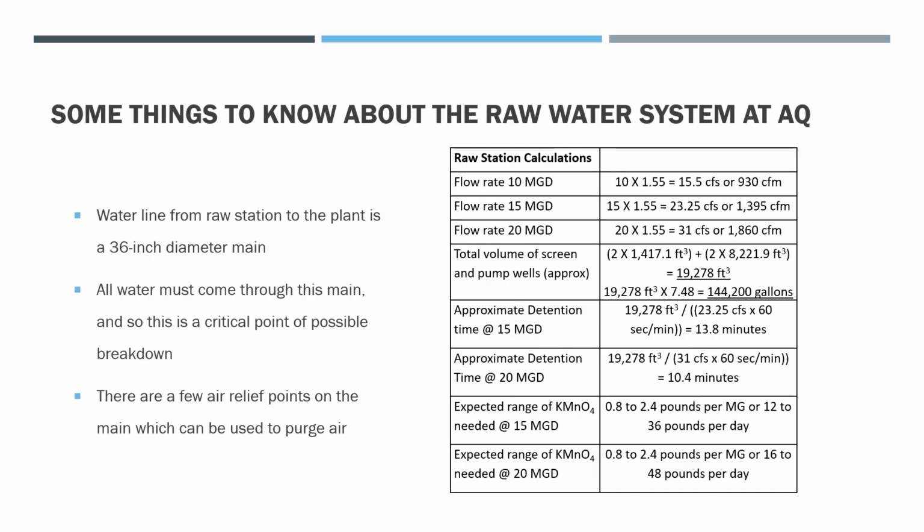So some things to know about the raw water system at Aquarius plant. Again, we have the 36-inch diameter main. All of that water has to come from that main at the raw water station up to the plant. So that's a critical point for them. They do have some waviness to the line. It goes up and down the hill a little bit. So there's some high points, and at those high points, they do have some air relief points. I've had the bitter experience myself of having to relieve air from those ports because you can't get enough flow through it sometimes. If you shut the intake down for a couple of days to do some repairs, when we start it back up, you find that the air has accumulated and you need to relieve that. So that's something to remember for plants like that.